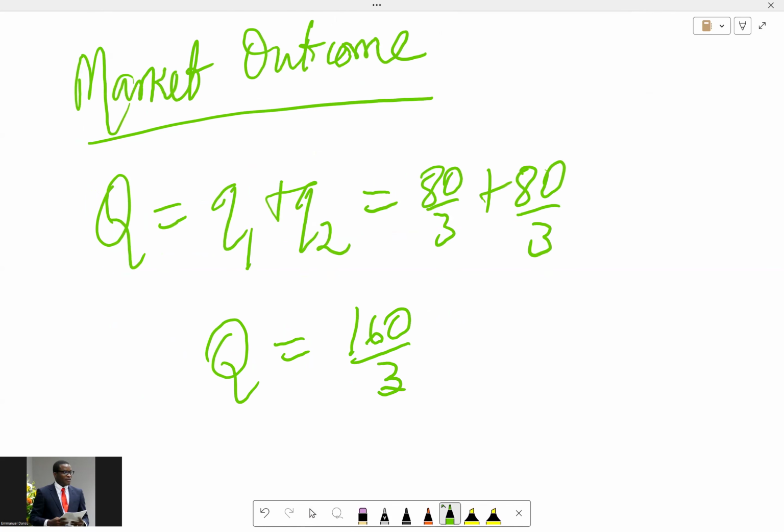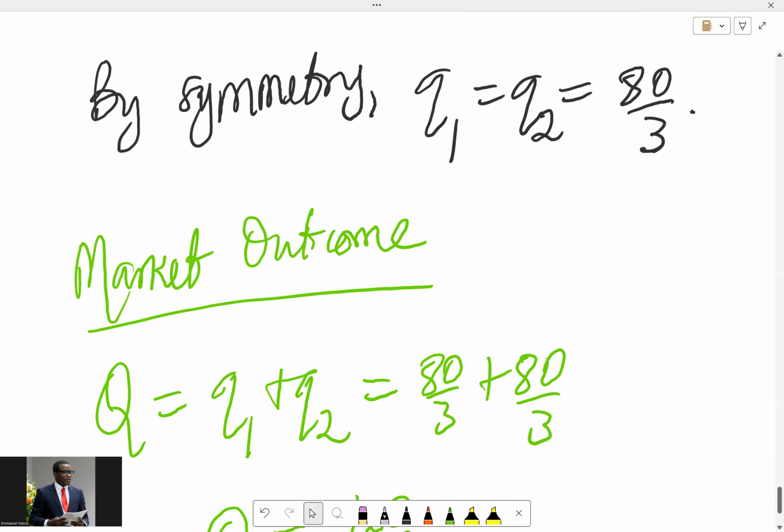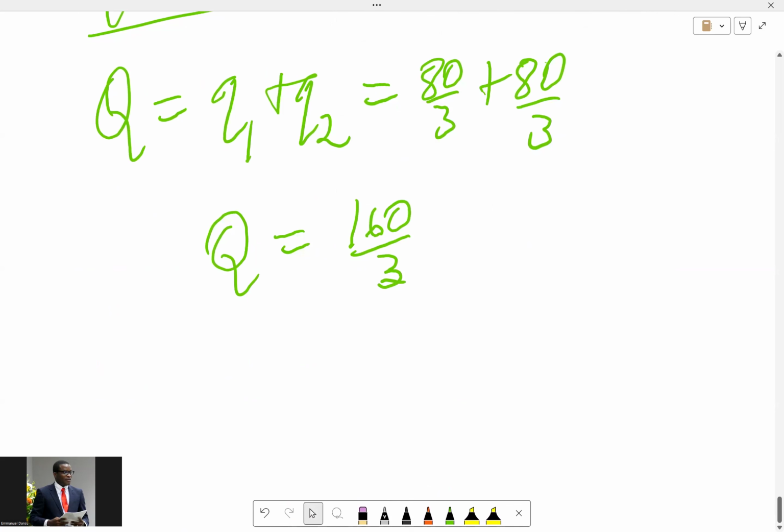Well, you can take it to decimal. 3 into 16 is 5, remainder 1. 3 into 10 is 3. 3 into 10 is 3, and it remains 1 over 3. So Q is approximately 53.3.